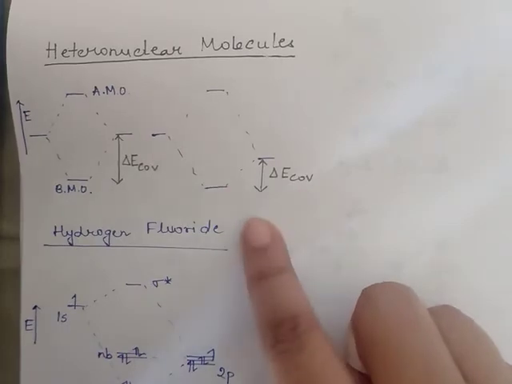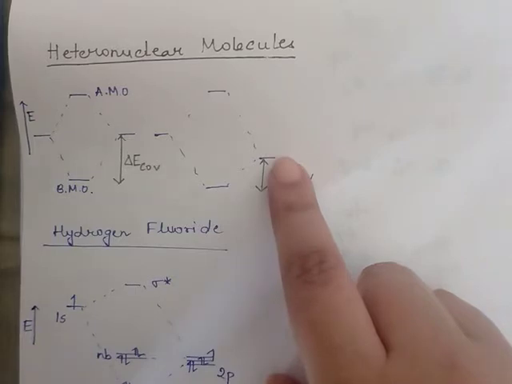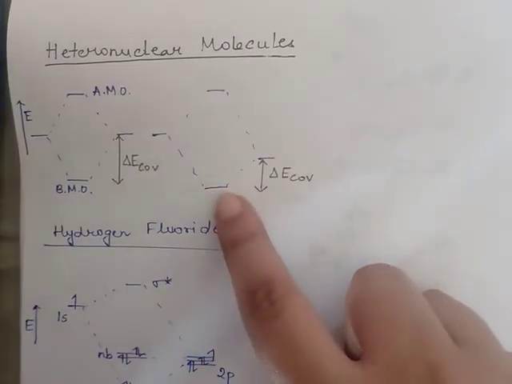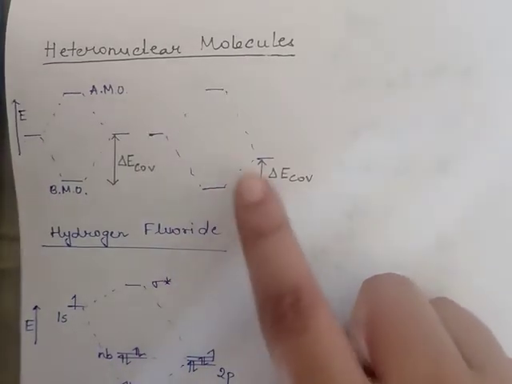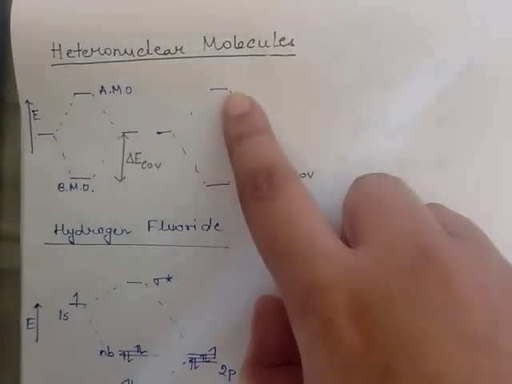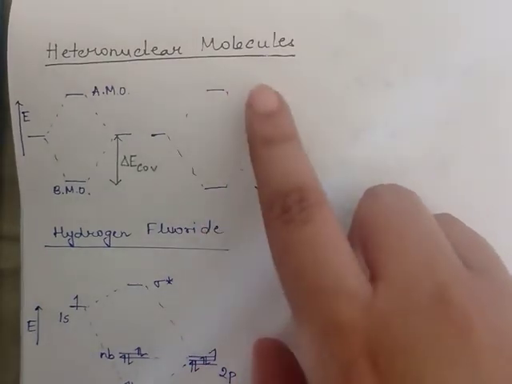So what we need to take away from this is, firstly, as the two combining atoms differ in electronegativity, their energy levels differ. That is, the more electronegative atom has a lower energy. The second thing to take away from this is, here the bonding molecular orbital has greater contribution from the more electronegative atom, and the antibonding molecular orbital has greater contribution from the less electronegative atom.